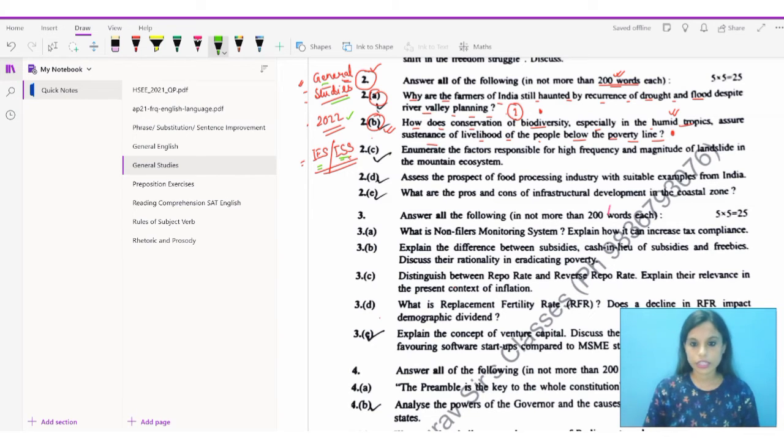And here, as you can see, presented on your screen is the list of questions, and today we are focusing on question number 2C, which says: enumerate the factors that are responsible for high frequency and magnitude of landslide in the mountain ecosystem. So which are the factors that actually contribute to the high frequency and magnitude of landslide in the mountain ecosystem? Let's see what you could have included in this answer and how you could have presented it.